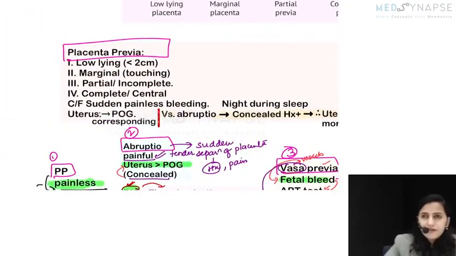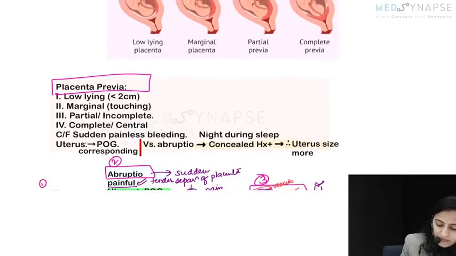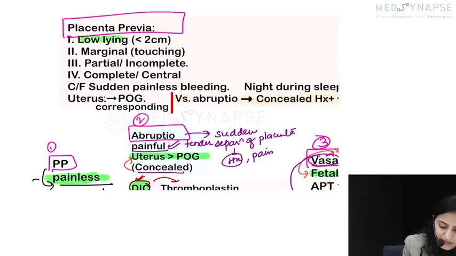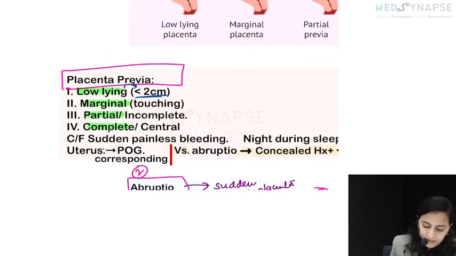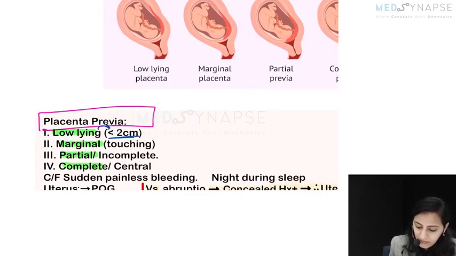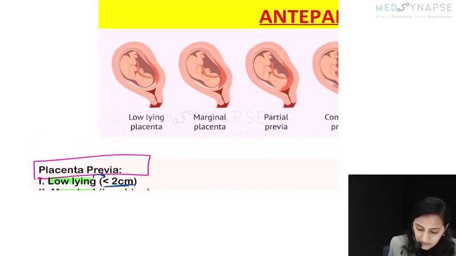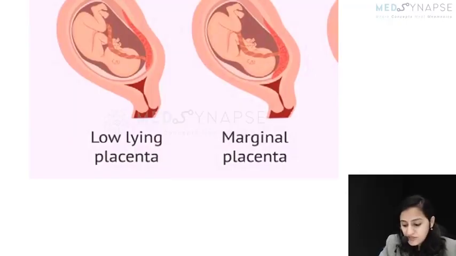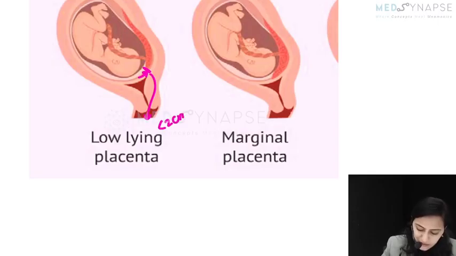What is placenta previa? It's a low-lying placenta. So the classification here, you have low-lying, marginal, partial and complete. When I say it's a low-lying placenta, that means it is within 2 centimeters of the os. So look at this one. If you're given a diagram which comes as an image-based question, this is the lower edge of the placenta, which is not covering the cervix here. That means it is just a low-lying placenta within 2 centimeters.